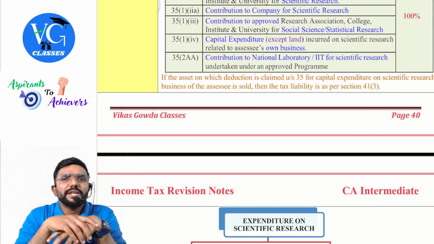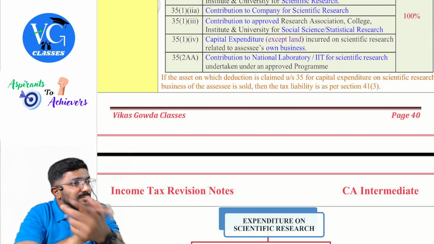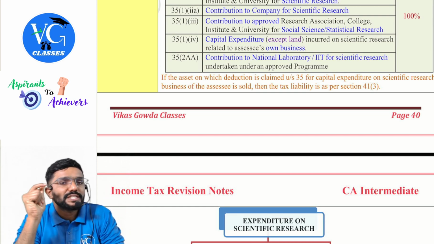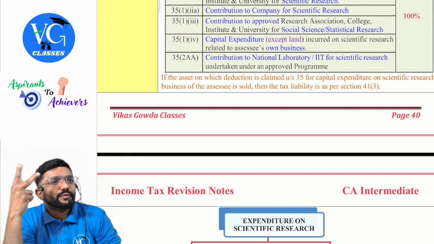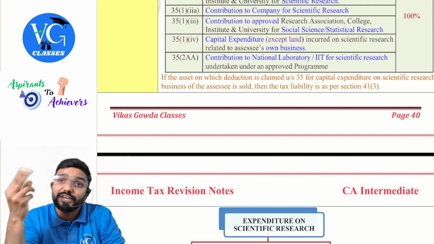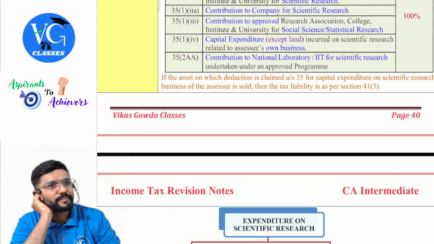If you have sold it even without using it in your scientific business, purchased, claimed deduction and immediately sold it, you have not even used it in your business, straight away the amount of deduction you have claimed or the sale value, whichever is lower, is taxed. Sale value or the amount of deduction which you already claimed under section 35, whichever is lower, is taxable.